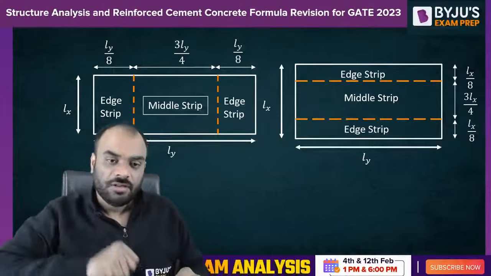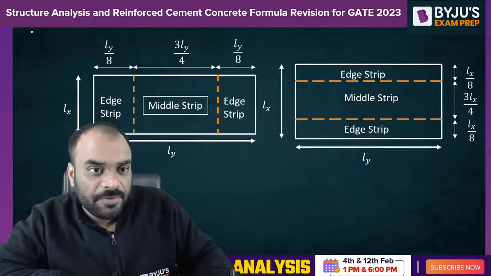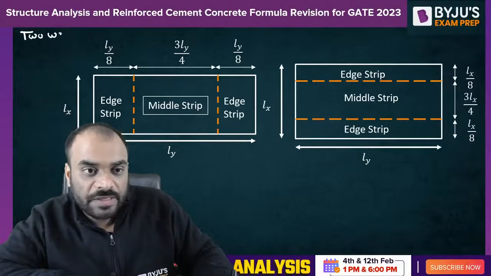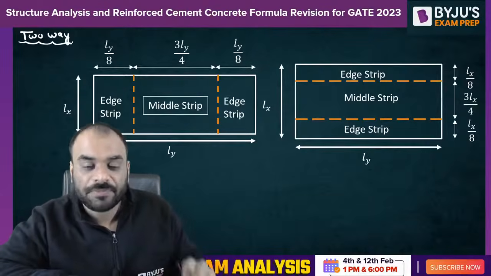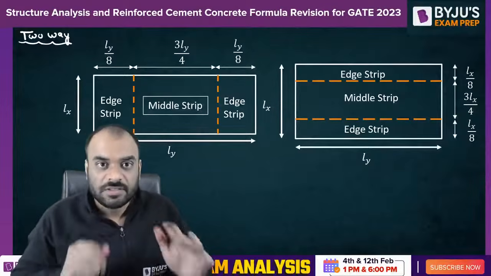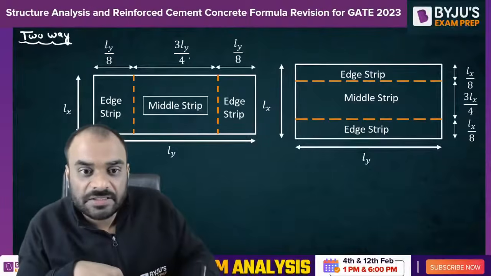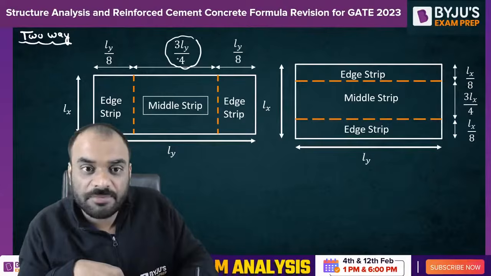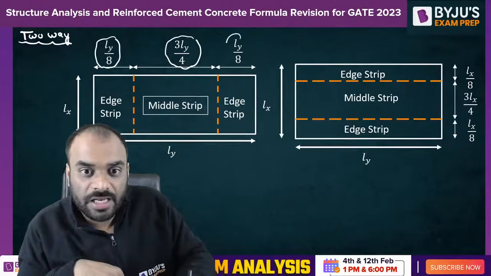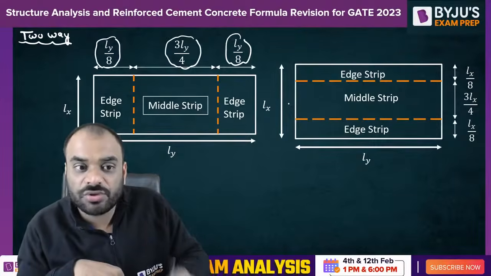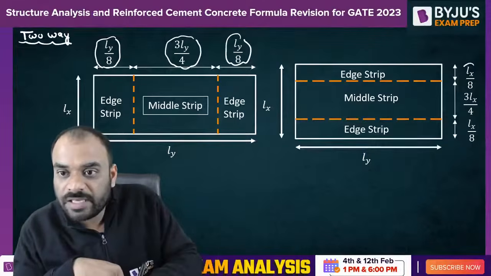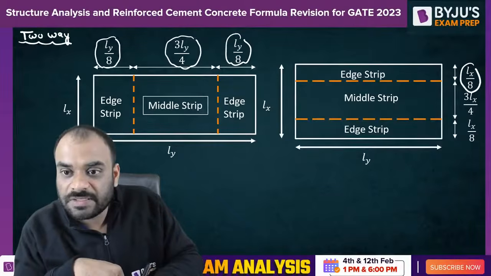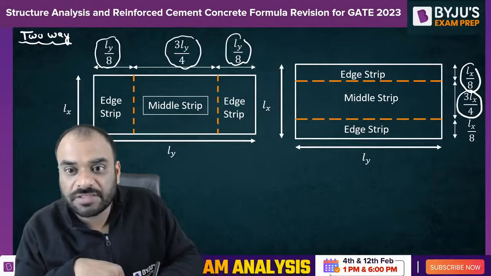Now, for two-way slab, guys, for two-way slab, we have divided the edges, right? Or we have divided our slab span. So basically, the length of the middle strip is 3/4 of Ly, and the edge strip length is Ly by 8. Similarly, in this direction also, you need to divide it. This is Lx by 8 edge strip. This is 3Lx by 4, which is middle strip, and this is Lx by 8 again edge strip, right?